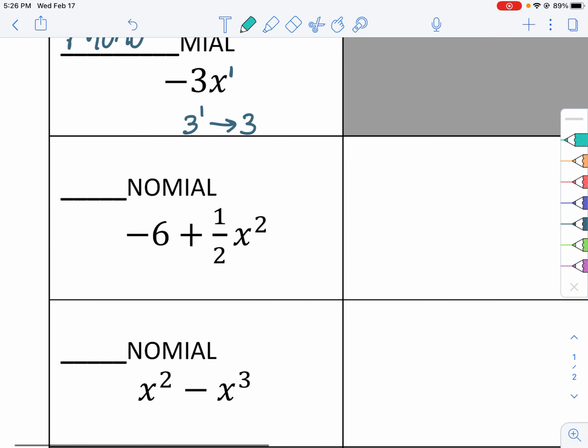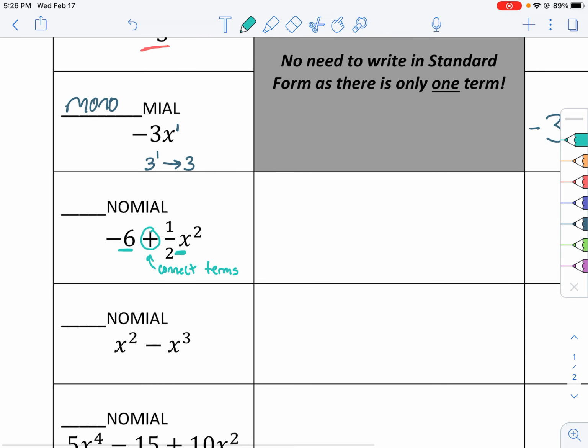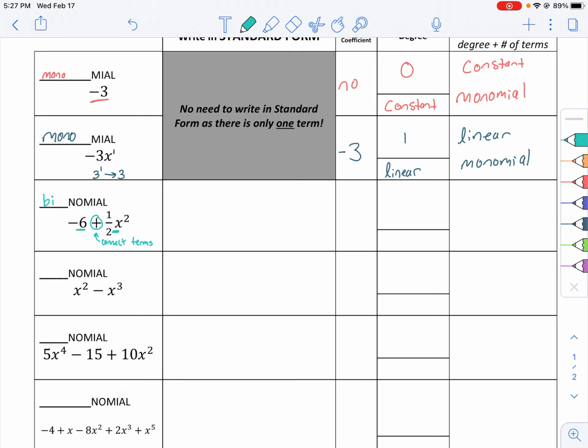Next up, we have two terms. So plus signs or minus signs connect terms. This -6 is a term, 1/2 x squared is a term. There's two terms, so we would call that a binomial. If we wanted to write it in standard form, remember, the highest degree has to come first. The -6 has no degree with it. 1/2 x squared has x squared on it. So that 1/2 x squared is going to come first. And then you would say -6 to write that in standard form.